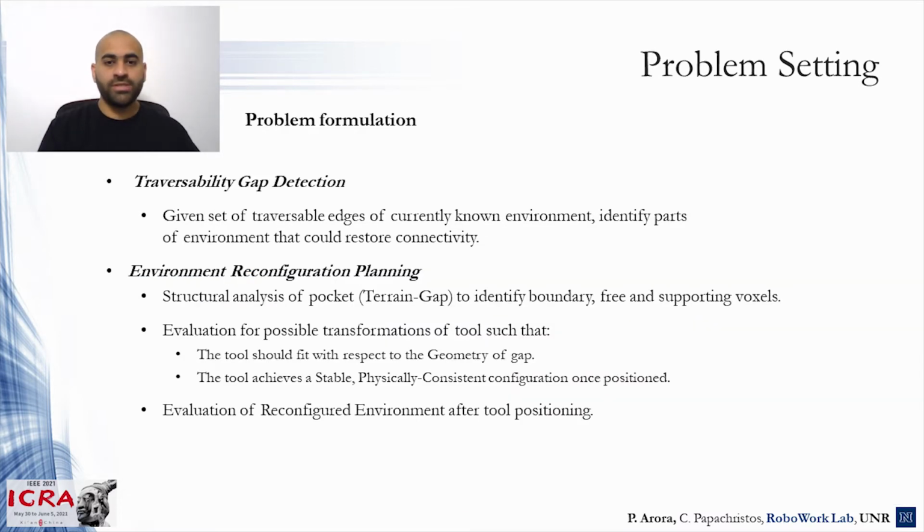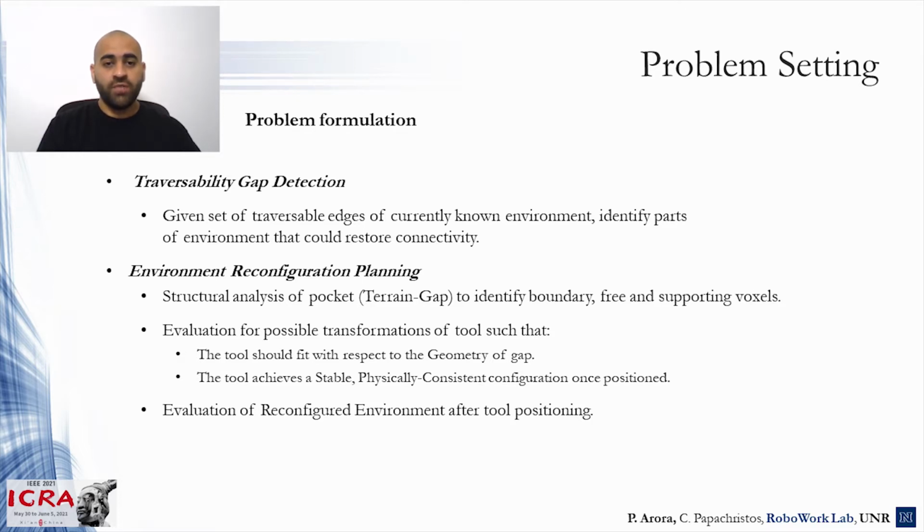Our problem formulation comprises two subproblems. Traversability gap detection. This refers to the ability to identify gap regions of the terrain's traversability map, whose structure and size can potentially restore connectivity between two separate regions if they can be successfully filled in.